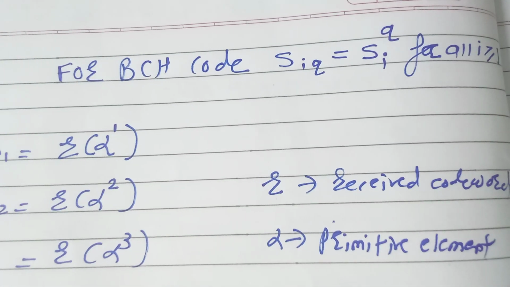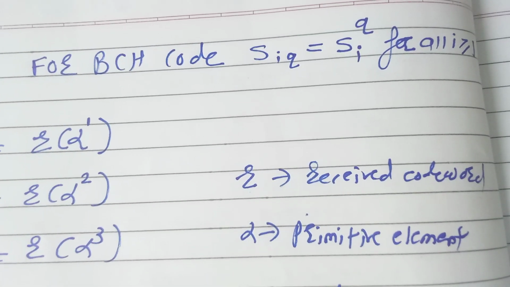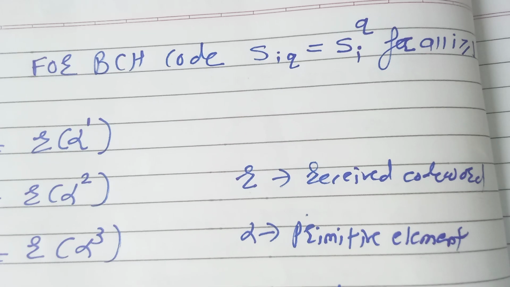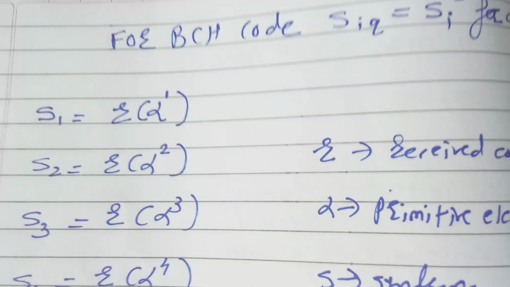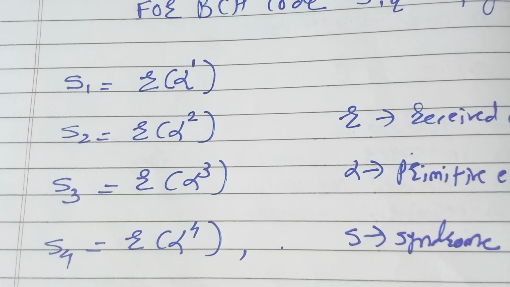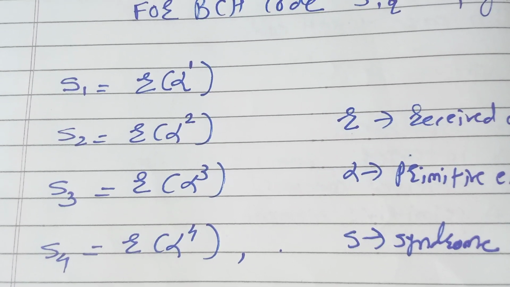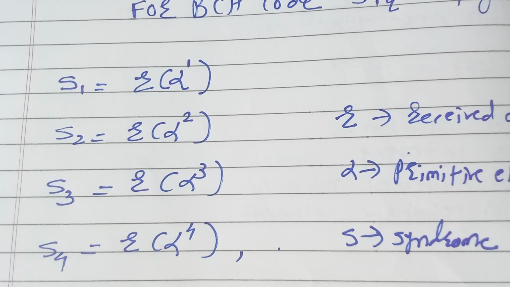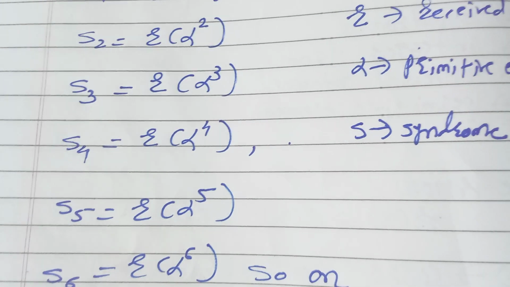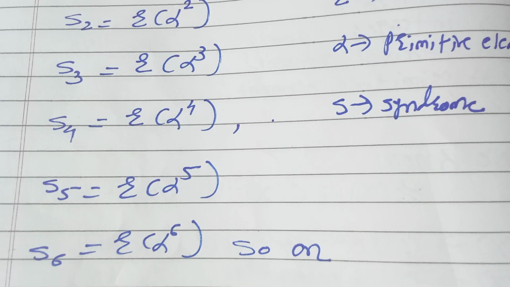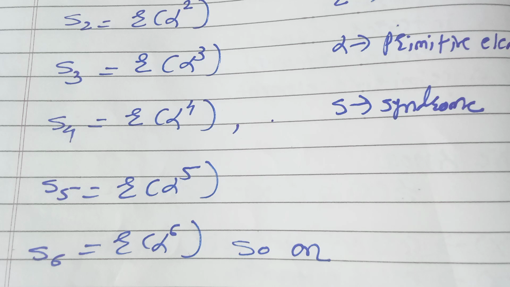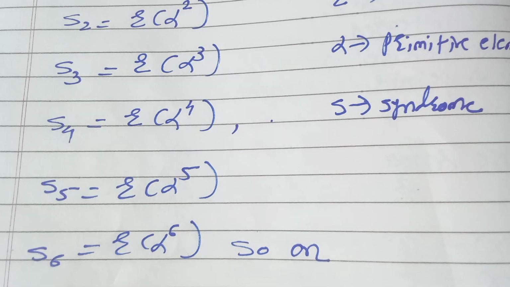For BCH decoding, let us prove the equation S_iq equals S_i raised to q for all i greater than or equal to 1. So you know that S1 is r(alpha raised to 1), S2 is r(alpha raised to 2), S3 is r(alpha cube), S4 is r(alpha raised to 4), S5 is r(alpha raised to 5), S6 is r(alpha raised to 6), and so on.